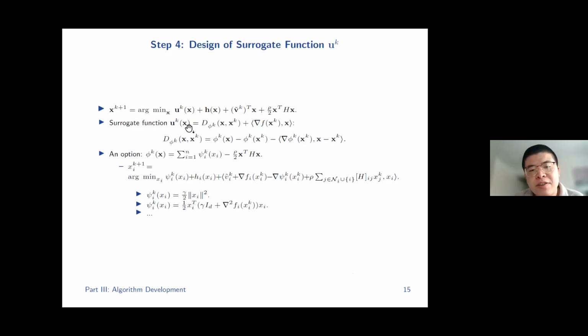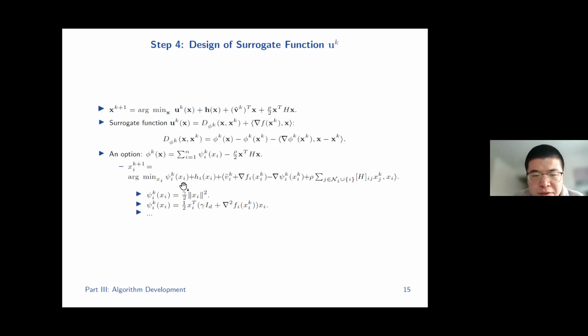We choose the surrogate function u^k to be in this form, where dφ^k is the gradient version of a function φ^k. We have designed a lot of options in our paper. However, for simplicity, here we only introduce one option. We can let φ^k be the summation of a set of functions ψ_i^k minus this quadratic term. This quadratic term is actually for eliminating this quadratic term in the method of multipliers. With this design, the update of x^k will be equivalent to this one.